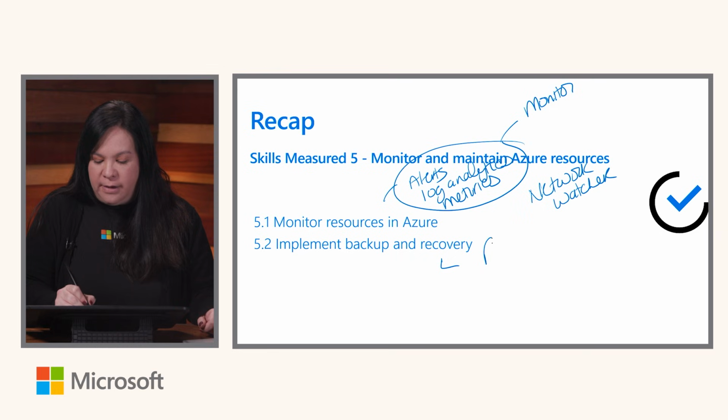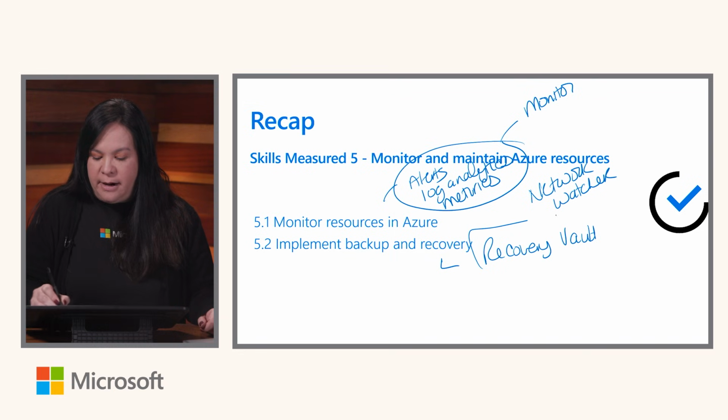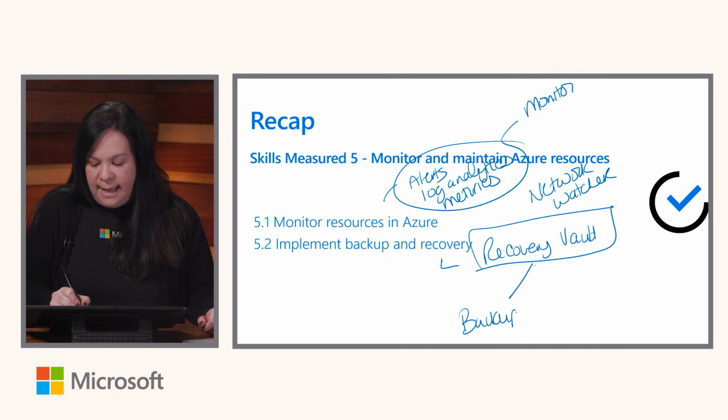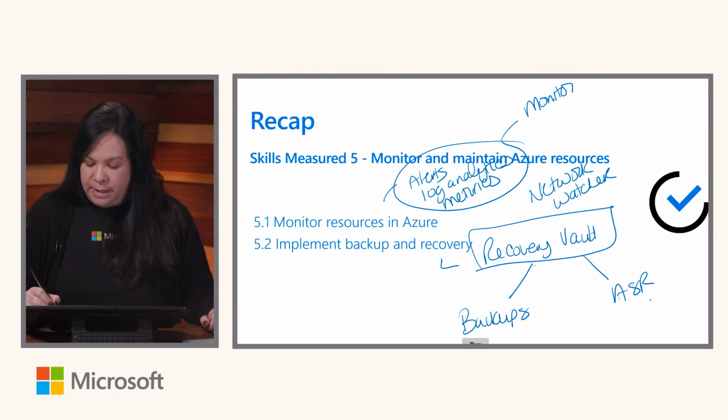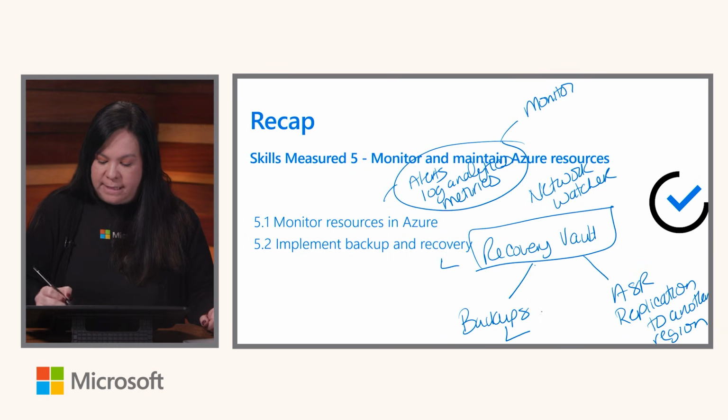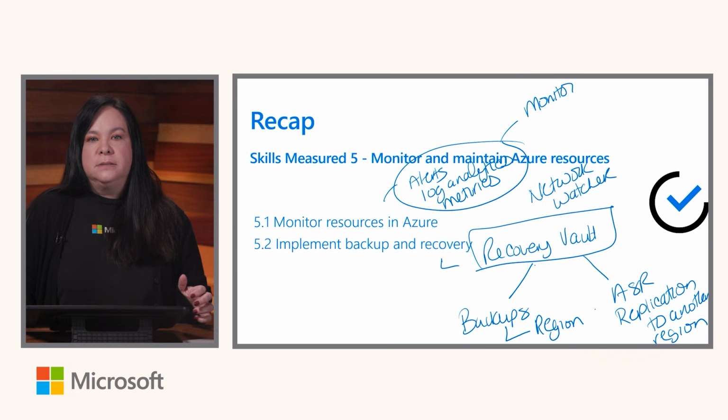And then with backup and recovery, know that it's a single recovery vault. Think of it as a hierarchy. If I have a recovery vault, under there I've got my backups, and I've also got my ASR. With ASR, I can do replication. Remember that this is replication to another region. And what you should know by now, hopefully, is that backups are within a region. So if I want to back up a VM, it has to be within the same region as that recovery vault.